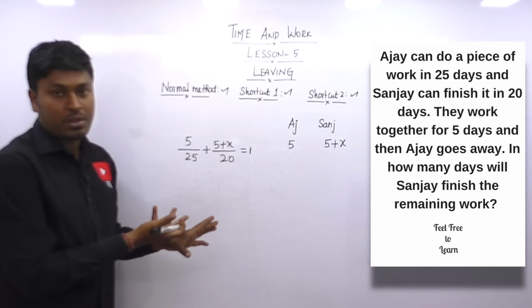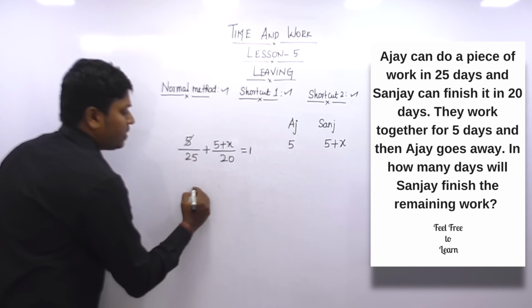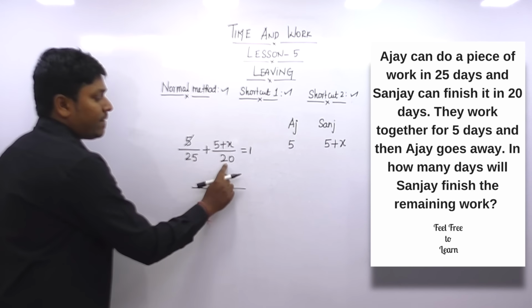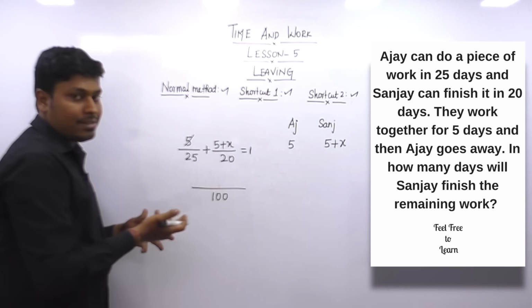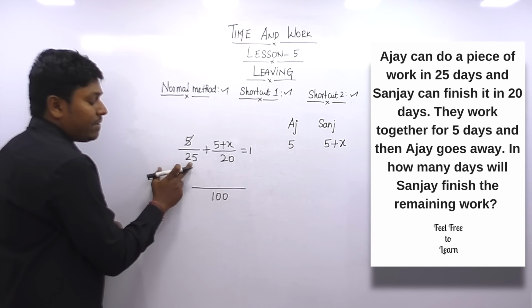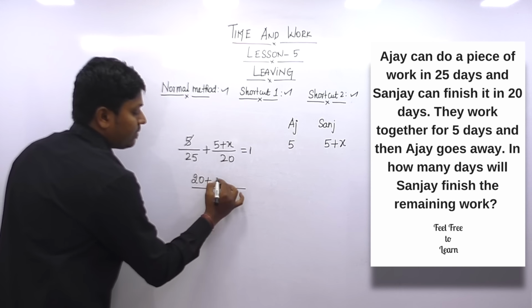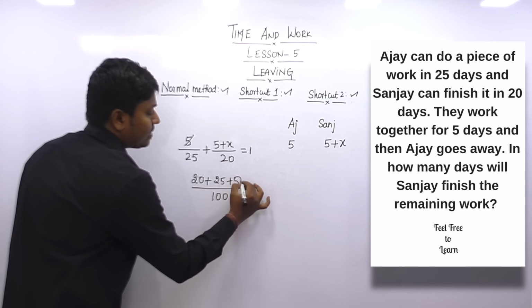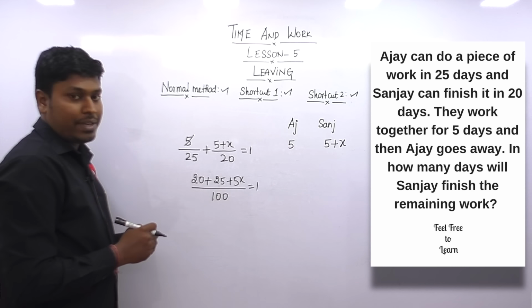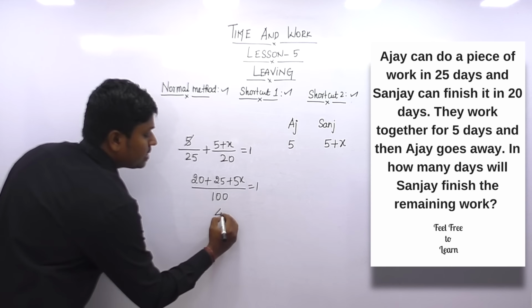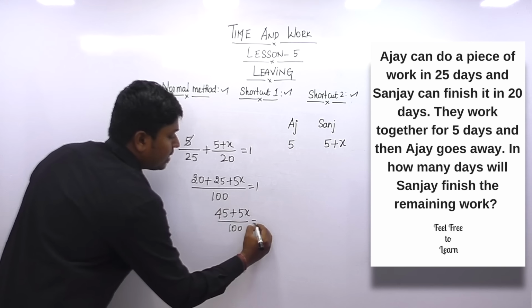This is another way of solving a question where you can cancel this, right? Or otherwise, let me do one thing. We can take an LCM. So 25, 20, you can take an LCM as 100, right? Or otherwise you can cancel it anyway. 100. So for 25 into 4, so 5 into 4 will be 20. 20 into 5 will be 100. So 5 5s are 25 plus 5x is equal to 1. So 25 plus 20 will be 45. So 45 by 100. So this can be written as 45 plus 5x divided by 100 is equal to 1.